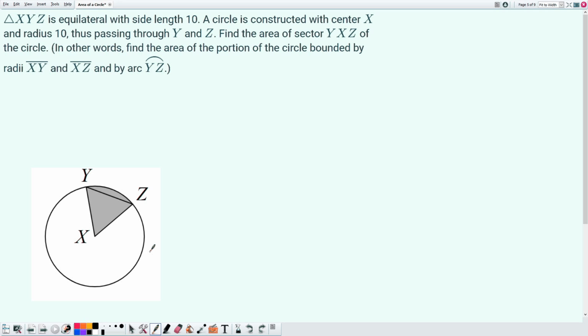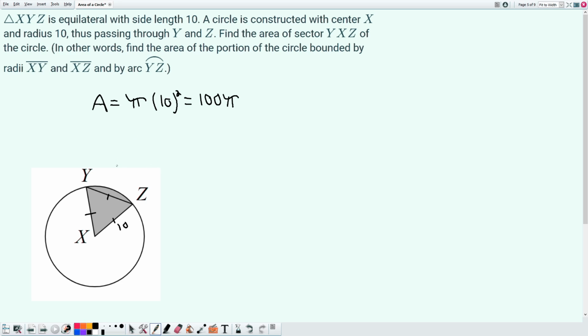So, something we can note is that the radius is 10 and that this triangle is equilateral. Now, if we're finding the area of this shaded portion, well, we know how to find the area of the entire circle, and we have enough information for that, so let's start by finding the area of the whole circle. That's pi r squared, where our radius is 10. So, simplifying that, it becomes 100 pi.